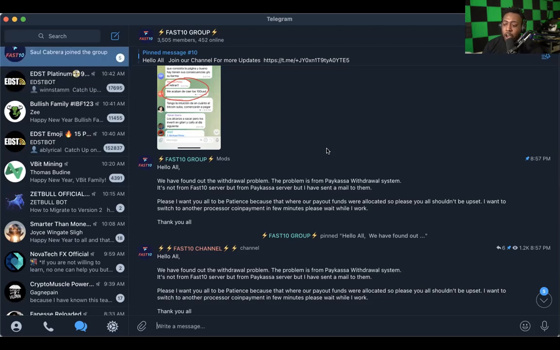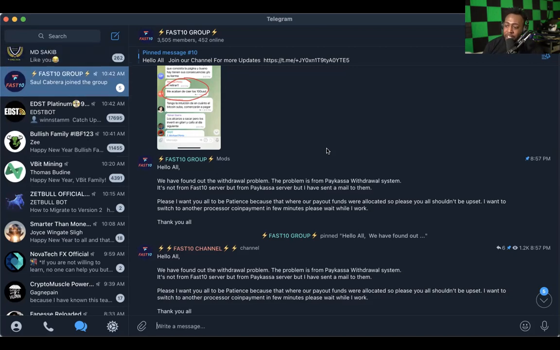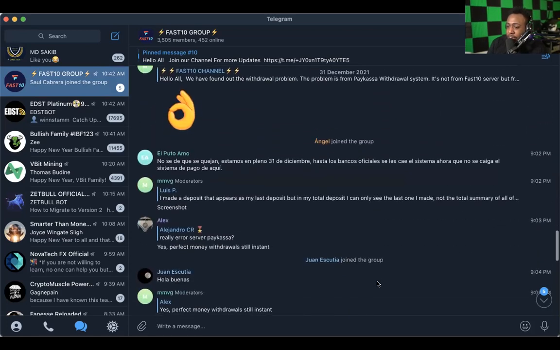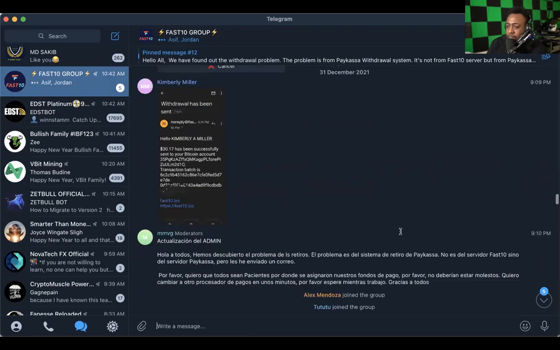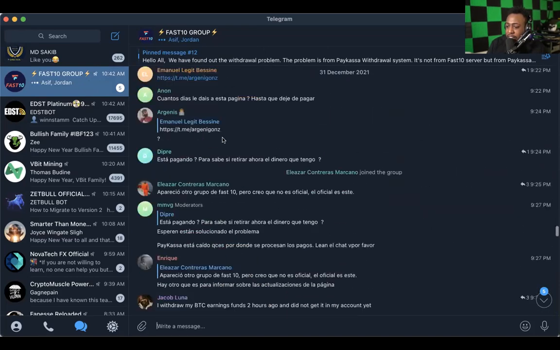It says, please, I want you all to be patient because that's where our payout funds were allocated. So he's talking about PayCasa. Their payout funds were allocated at PayCasa. So please, you all shouldn't be upset. I want to switch to another coin payment processor in a few minutes. So please wait while I work. All right? So that was good. He went to work. So then I'm going to try to find the next pinned message.